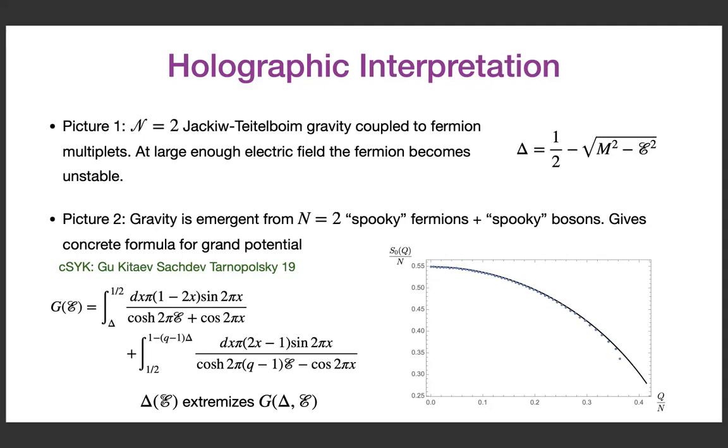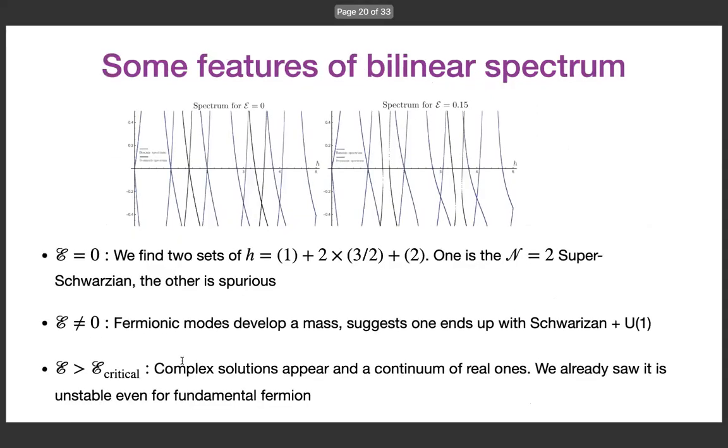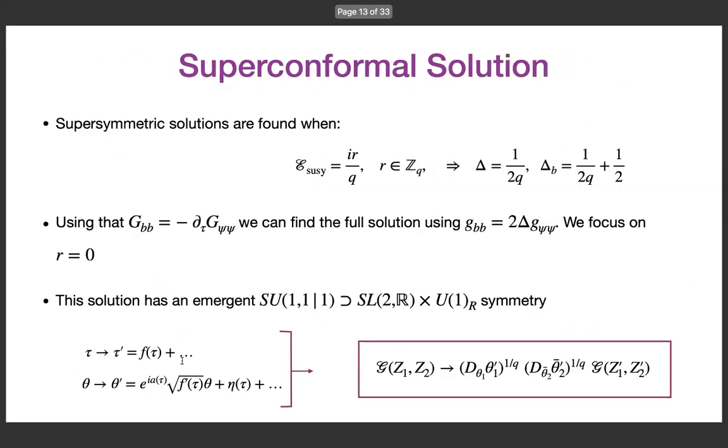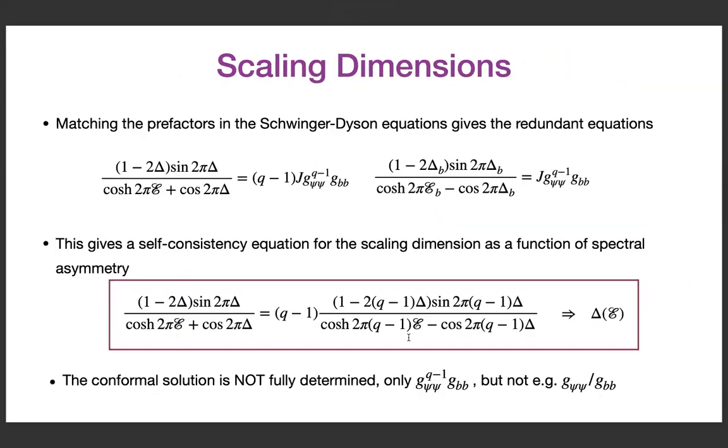And there is something interesting here, which is that if you ask what is the value of the fermion mass or the fermion scaling dimension that maximizes the grand potential, you get exactly the equation I showed before that determines the scaling dimension as a function of the spectral asymmetry. So basically, if you vary this formula with respect to delta and set it to 0, you'll get this formula.